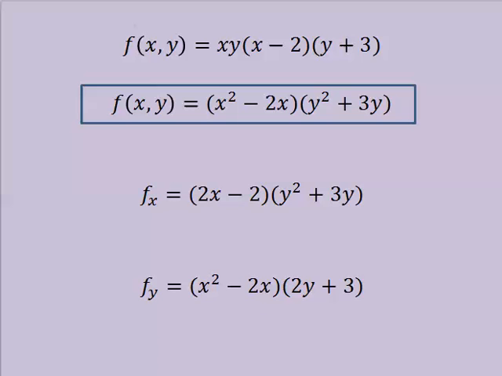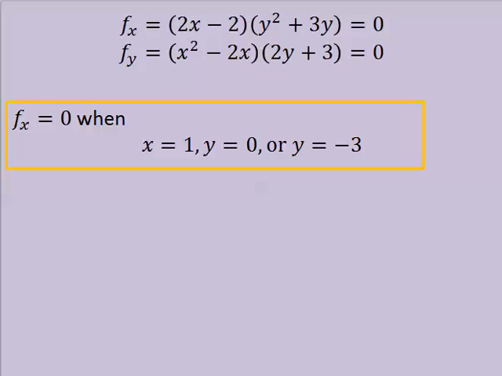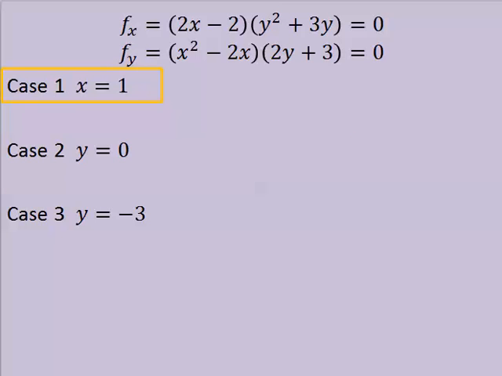Next, we're going to set both partials equal to 0. Both of these equations must be satisfied for a point to be a critical point. We will start with f partial x and build from there. There are three cases to consider when we set f partial x equal to 0. These are our three cases.